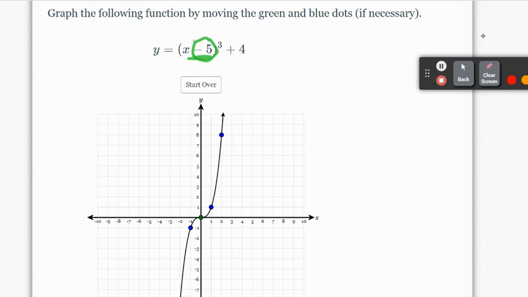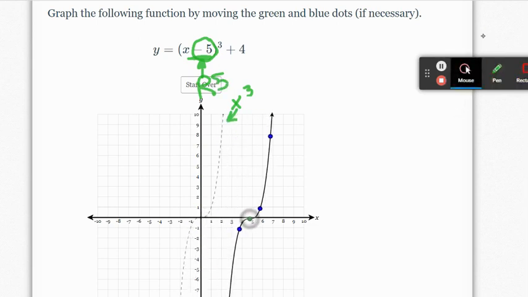Now we're going to follow the rule that they're telling us here, which is that this was a cubic graph. This is an x to the third parent function, and we're going to shift it based on these numbers here. This minus 5 causes it to go opposite of the sign, left to right. It's minus, so we go to the right 5. So the first thing I'm going to do is drag this green dot right 5 spaces.